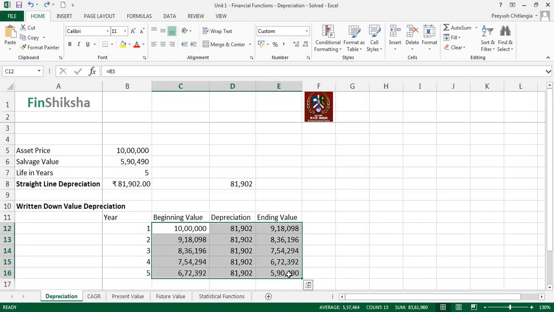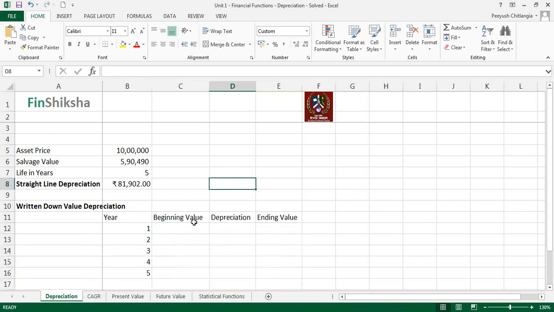Let's move to the next one, which is the written down value depreciation. Now in written down, remember, it is a calculation on the net value. So whatever is the depreciated value after the first year, the same percentage depreciation would be applied on that.